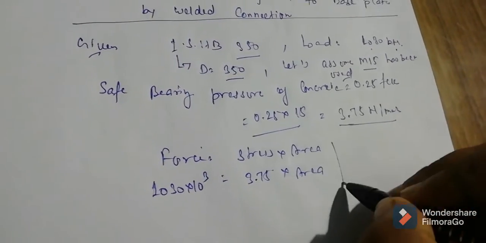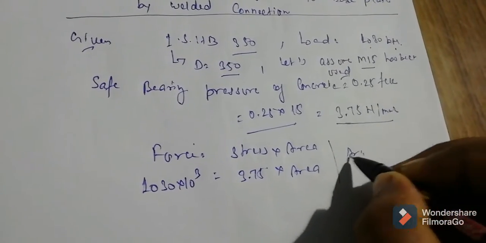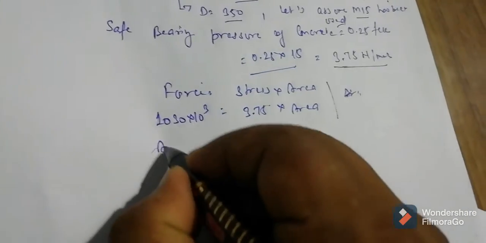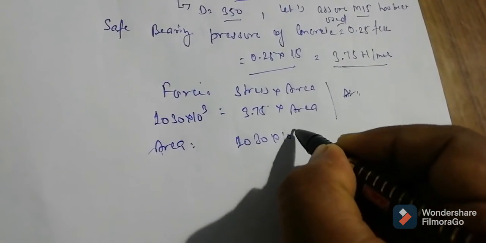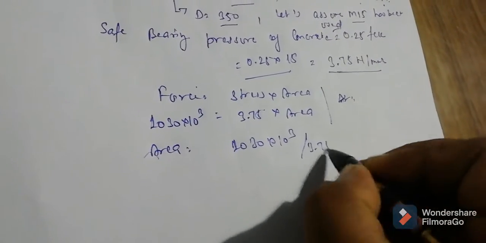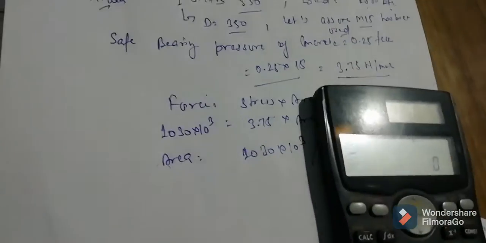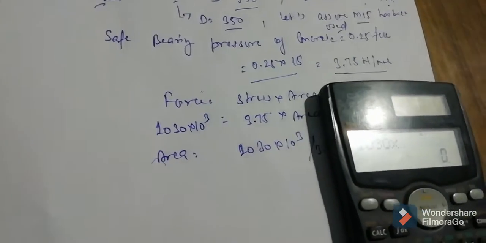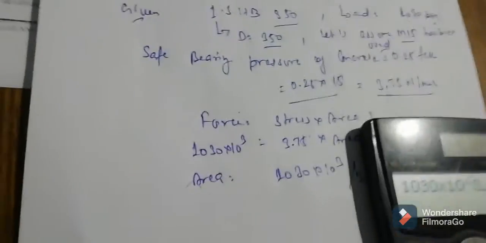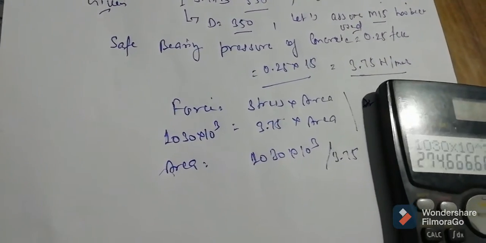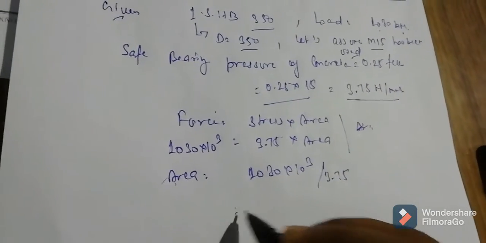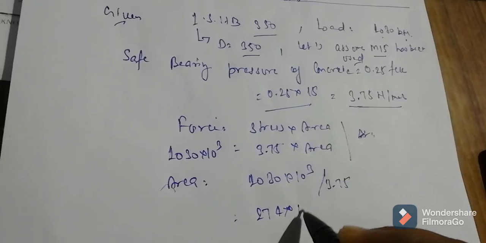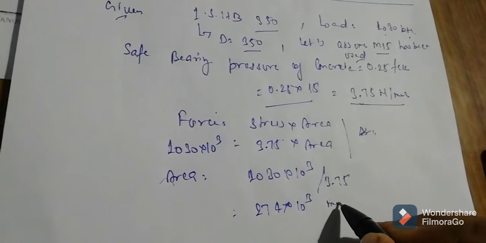So now what is the area? Area equal to 1030 into 10 power 3 divided by 3.75. So here the area is 274 into 10 power 3 mm square.